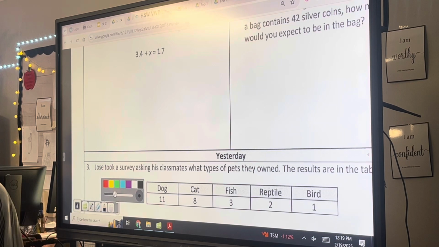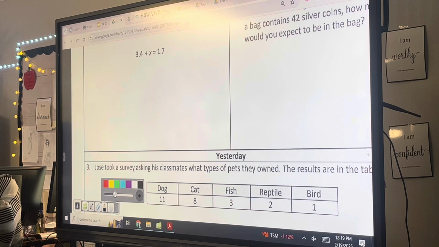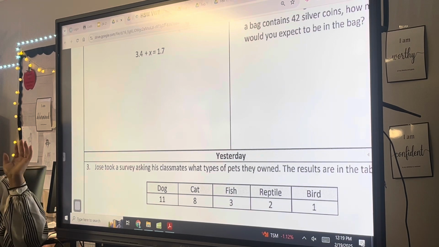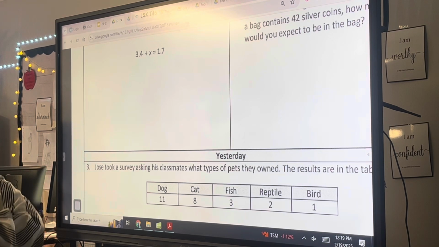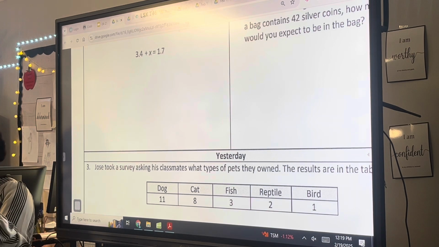It's been a while. Okay, so when we have a variable and we're solving for our variable, the goal is to get it by itself, get it alone, isolate the variable. And we do that by doing the inverse operation. So we have to figure out what is attached to the variable by an operation.